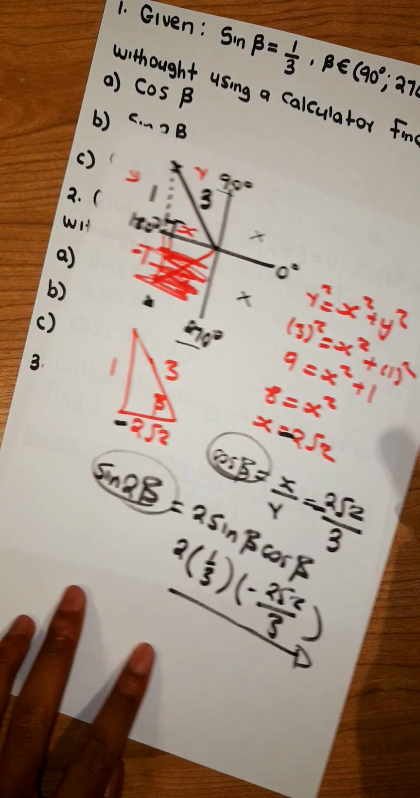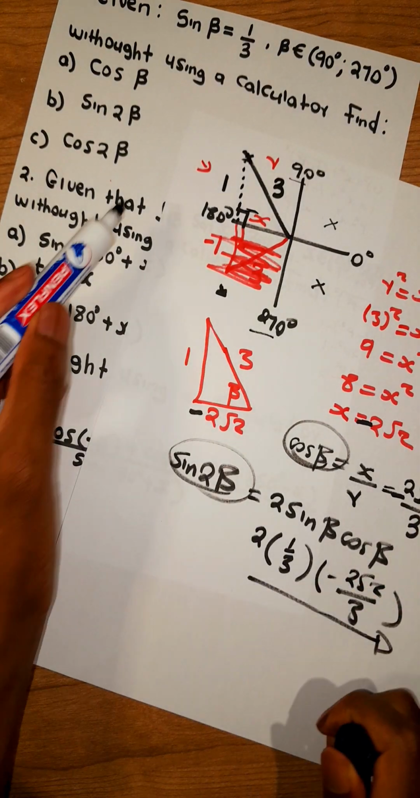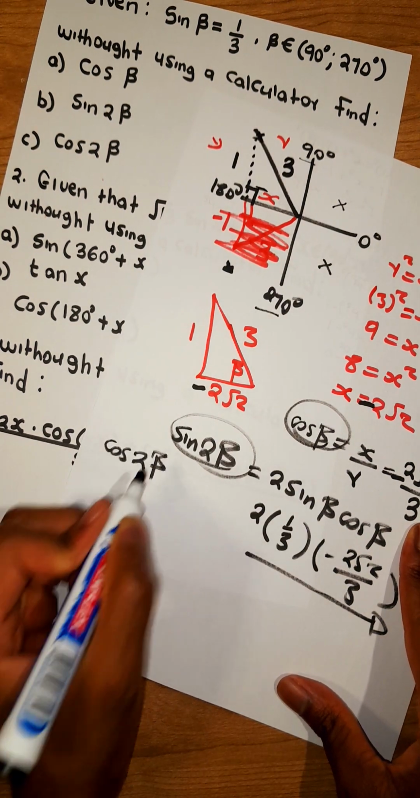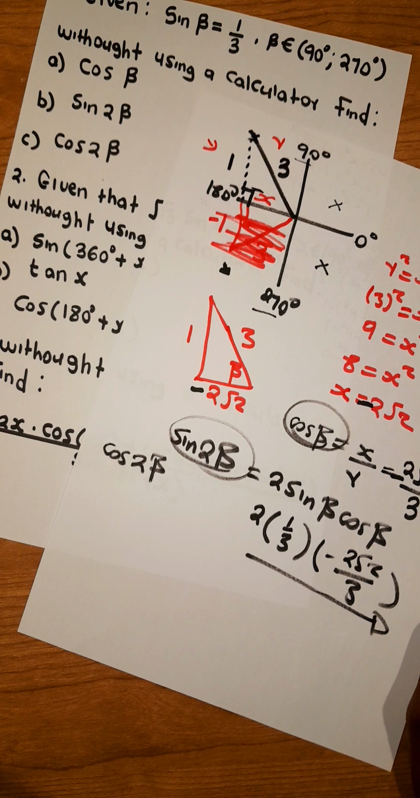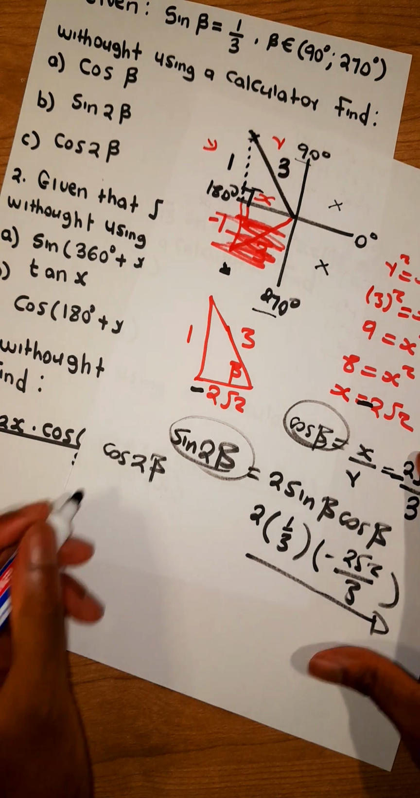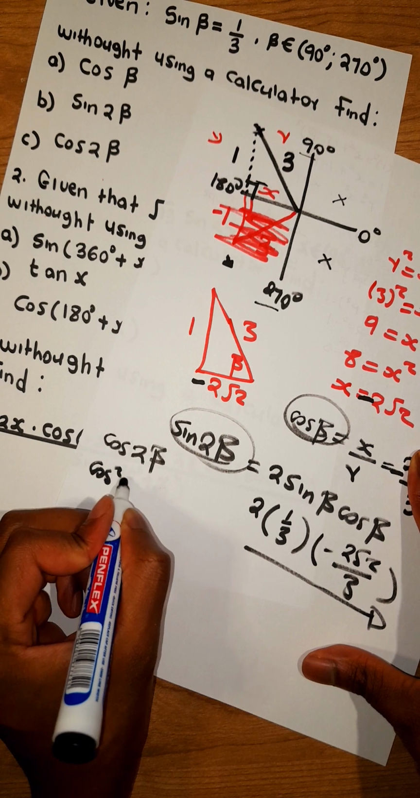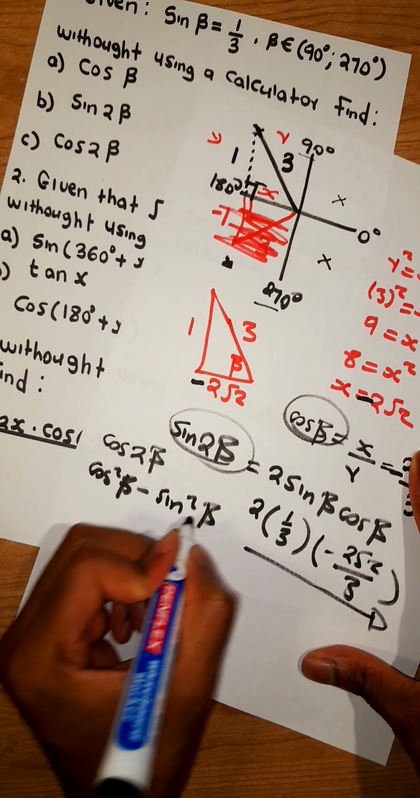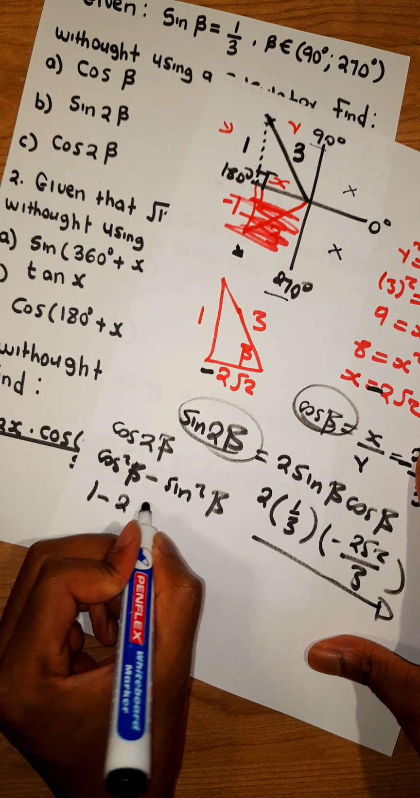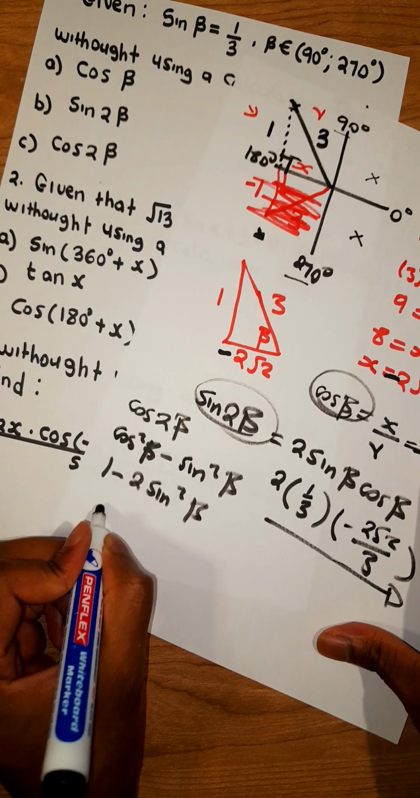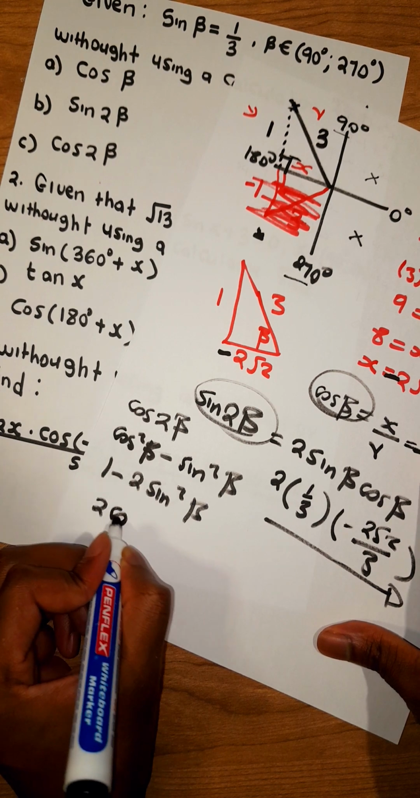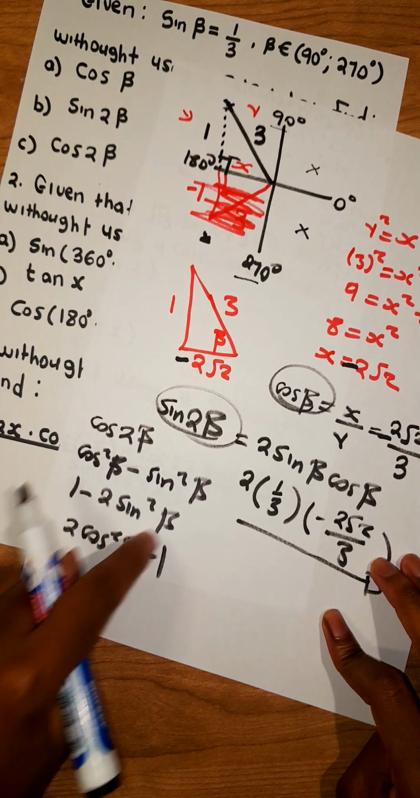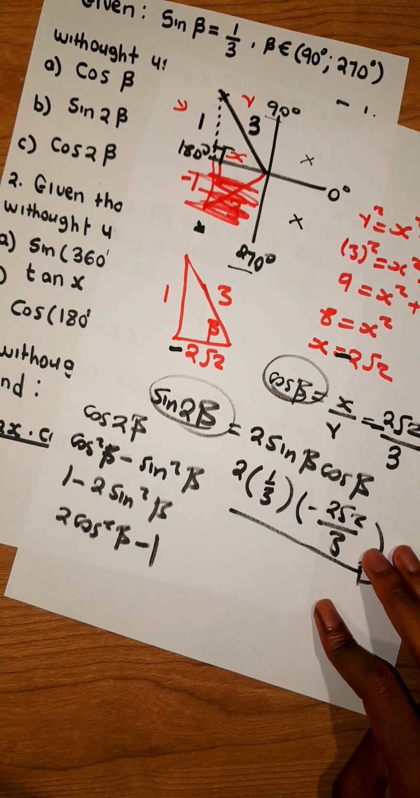Let's look at the final one. We're having the cos of 2 beta on the final round. Cos of 2 beta is a trigonometric identity that has 3 forms. You can either turn it to be cos squared beta minus sine squared beta. You can turn it to be 1 minus 2 sine squared beta, or it can be 2 cos squared beta minus 1. So you can use any trigonometric identity you like to find the values.